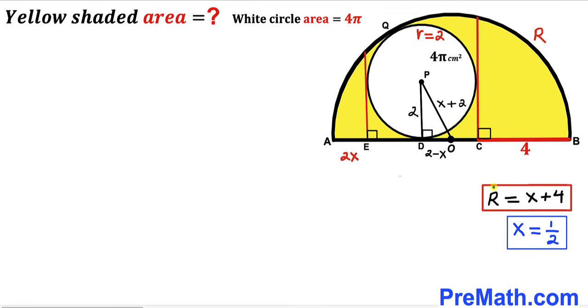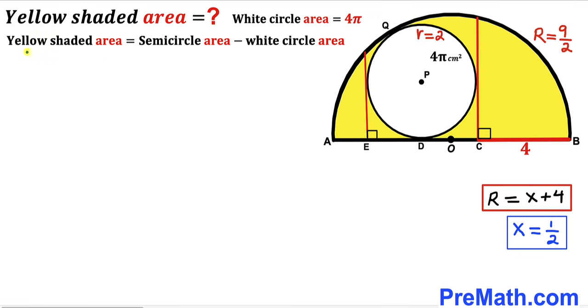And furthermore we know our uppercase R radius is x plus 4. So therefore I'm going to substitute this x value as 1 divided by 2 over here. So therefore our uppercase R radius value is going to be 1 divided by 2 plus 4. And if we add these two numbers on the right hand side, our uppercase R value turns out to be 9 divided by 2 centimeter. So thus our radius for this semicircle uppercase R turns out to be 9 divided by 2.